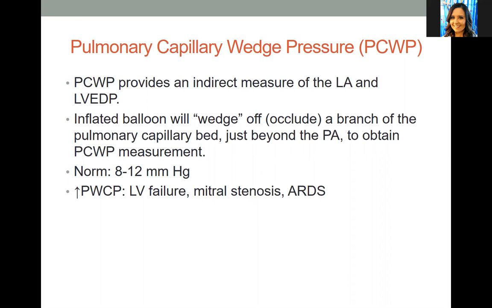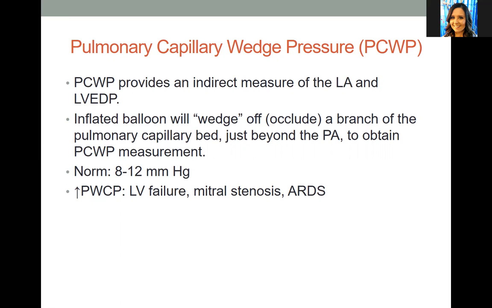But we will inflate that balloon and wedge off or occlude a branch of that pulmonary capillary bed just beyond that pulmonary artery. And that's what we're measuring. So with wedge pressure, it might be elevated with left ventricular failure, so left-sided heart failure, mitral stenosis, maybe even ARDS. And we'll talk about ARDS in the next unit.